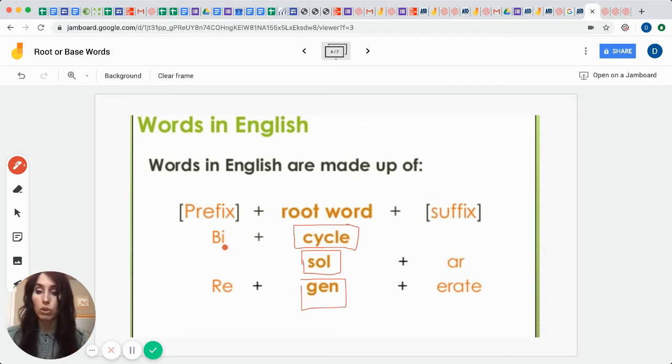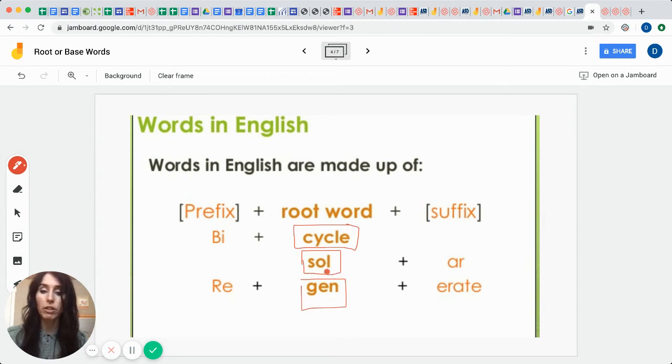And then bi means two. That's Greek also. So when you talk about a bicycle, you're talking about a circle or a wheel that's got two circles, and it's a bicycle that you can ride. So literally, that's what the word bicycle means.